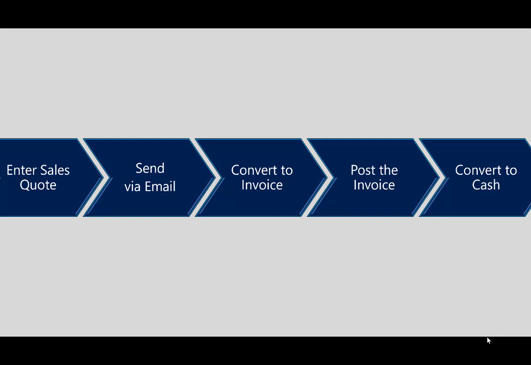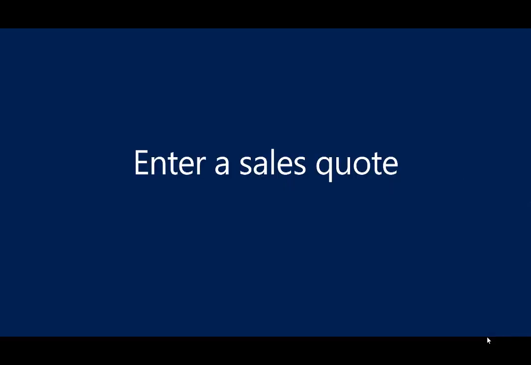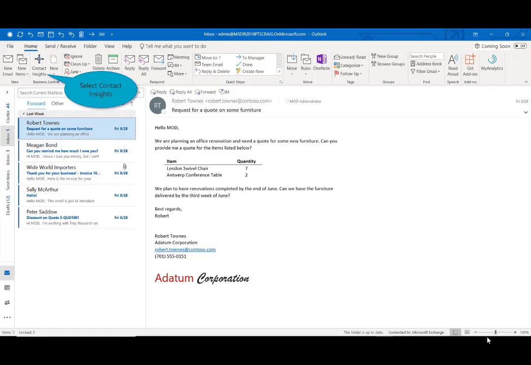So in this process, you will see that I will enter a sales quote. We'll send it via email to the customer for approval. Once we get the approval, we'll convert that to the invoice. I'll post the invoice and convert that to cash. So the first step is we enter the sales quote.